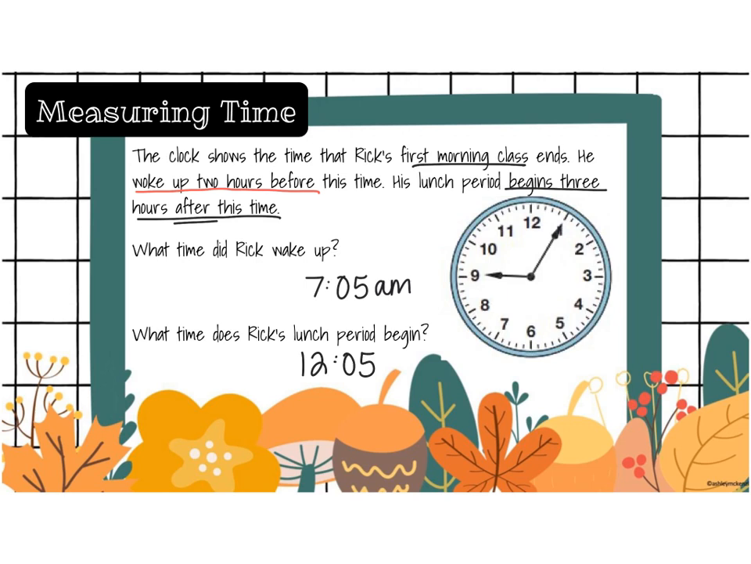AM or PM? PM. Why is it PM and not AM? It's after 12, in the afternoon. Yes, it's after 12 in the afternoon. Very good.